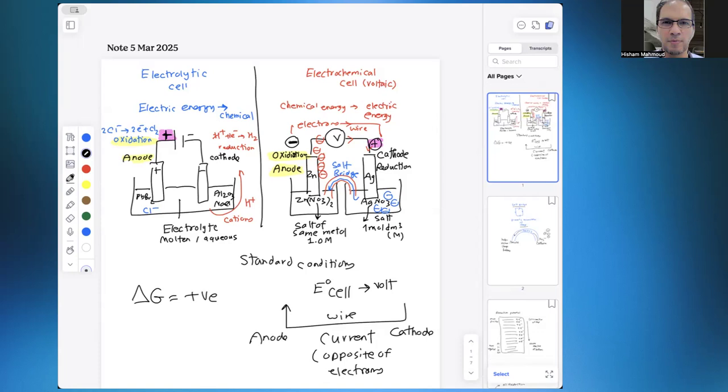So this means that in order to find out what is E node, let me just put this on the right here.